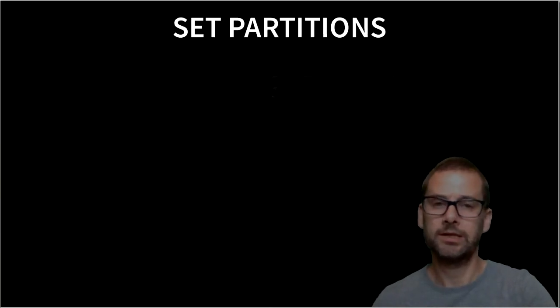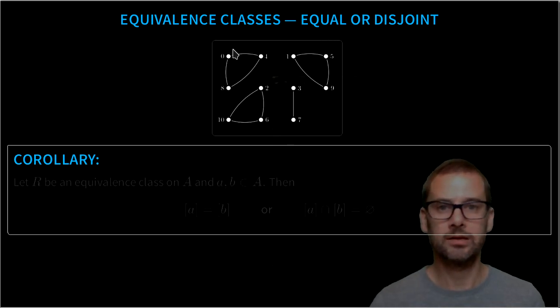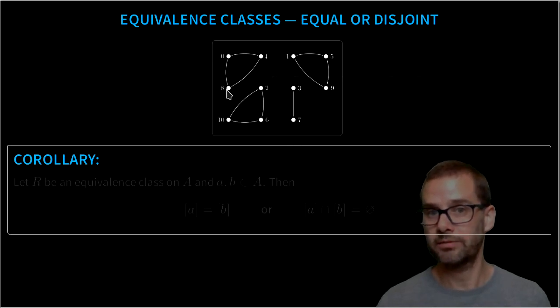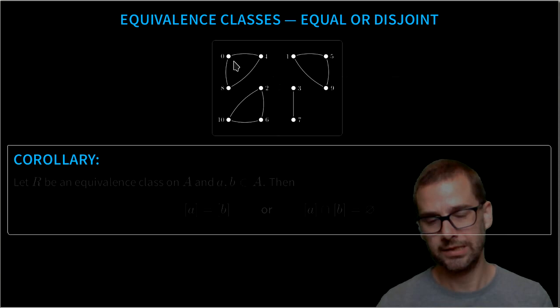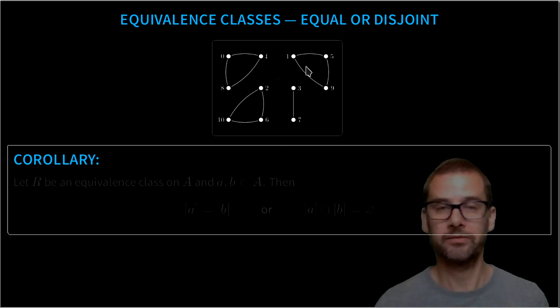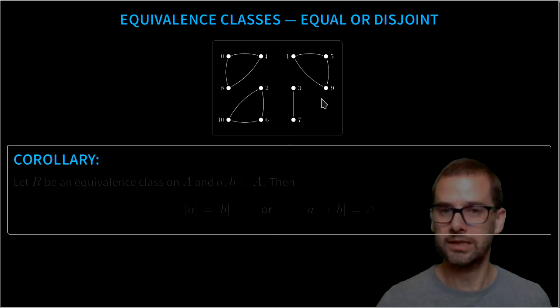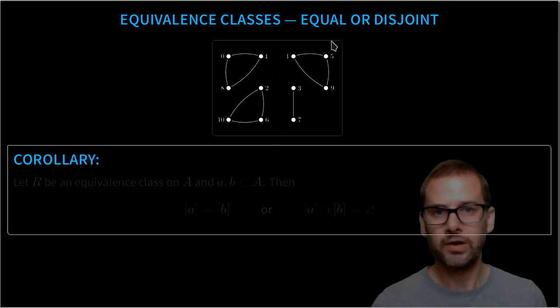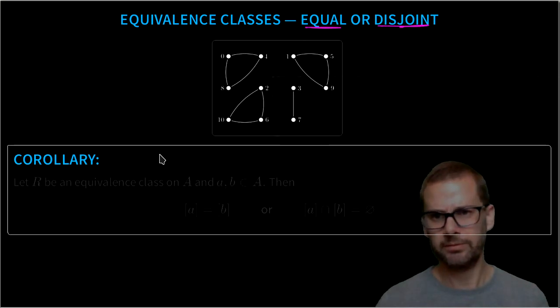So, set partitions. Recall that our equivalence classes were either completely equal, in that the equivalence class of 0 is the same as that of 1, the same as that of 8, or they're completely disjoint, in that the equivalence class of 4 has no overlap with the equivalence class of 1. So they form these nice little connected cliques. Let's prove that they must either be equal or completely disjoint. They can't have a little bit of overlap.